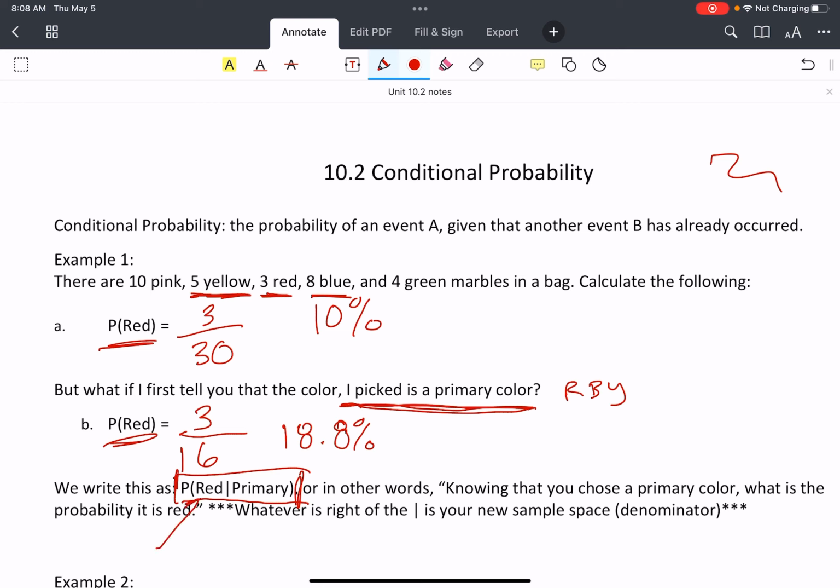So the first thing in a conditional probability is what I want. And the second thing is my insider information, also known as the condition.